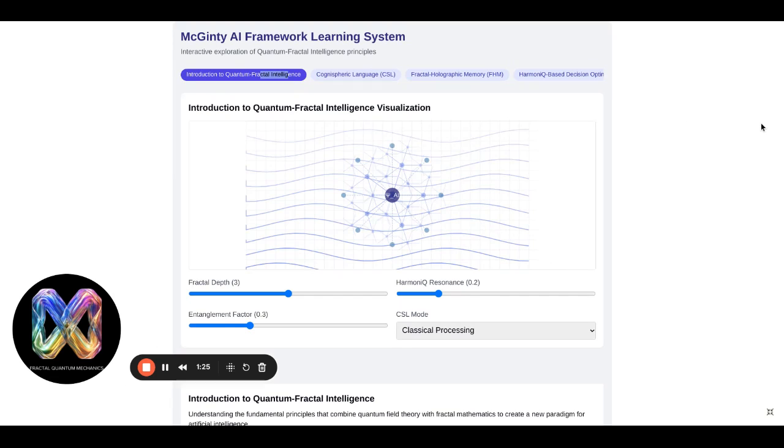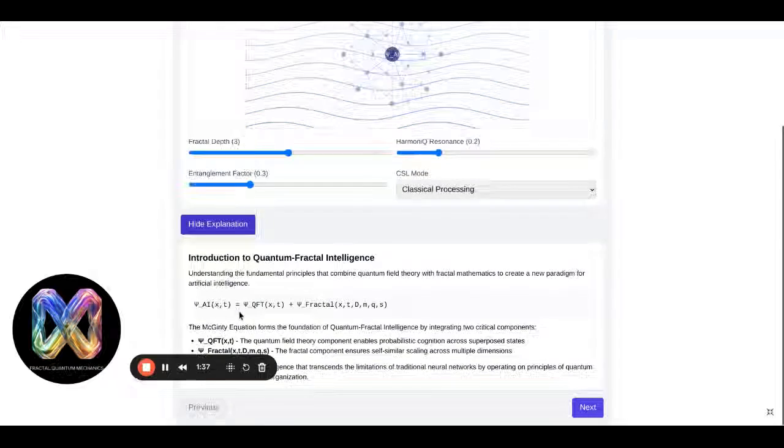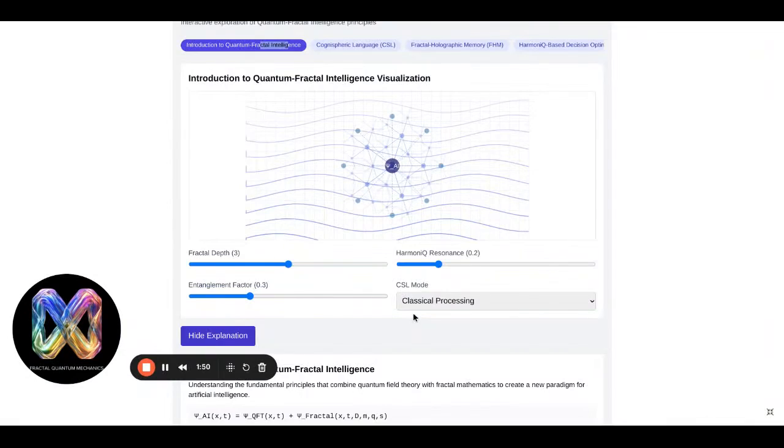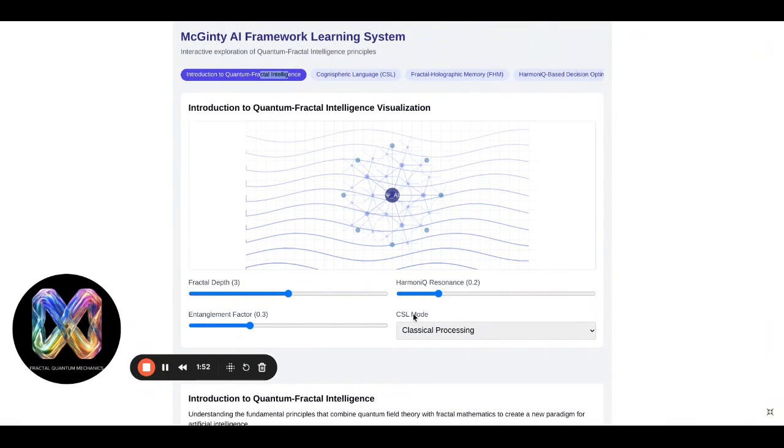So let's begin with the introduction module. This visualization represents the fundamental McGinty equation, which is psi AI xt equals psi QFT xt plus psi fractal xt dmqs. What you're seeing is the integration of quantum field theory with fractal mathematics. The blue nodes represent quantum probabilistic states, while the branching structures demonstrate fractal self-similarity.